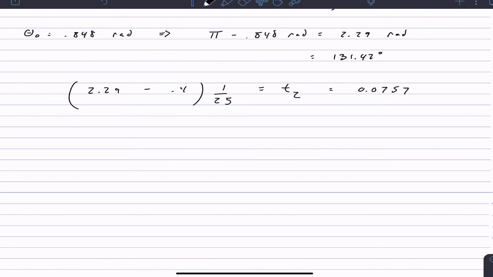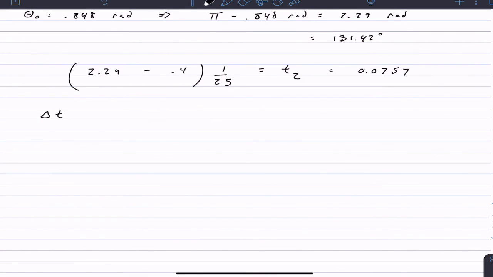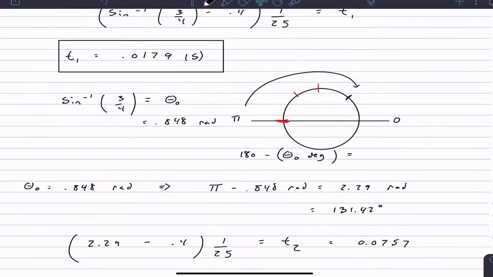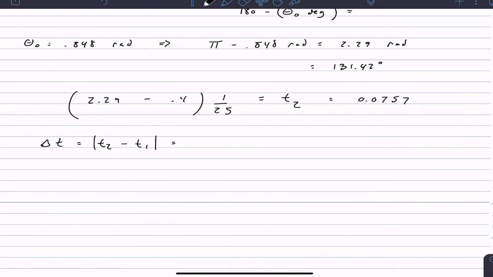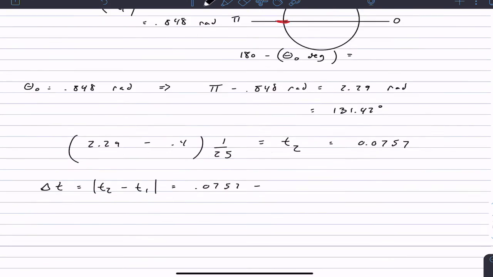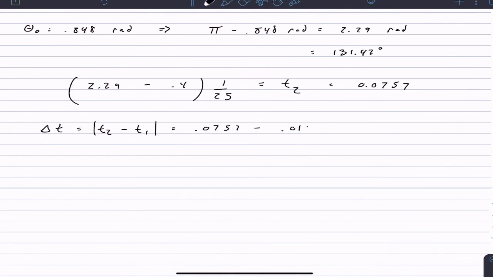So now what we want is delta t. That's going to be t2 minus t1, right? That's our time interval. So what was the first one? 0.0757 minus 0.0179. That's going to give us a value of 0.0578 seconds, or 5.8 times 10 to the negative 2 seconds. So that's the elapsed time.